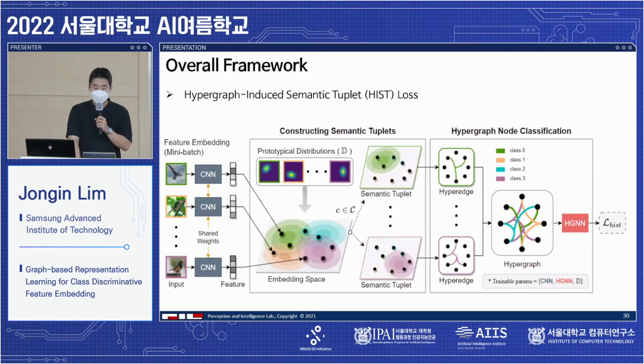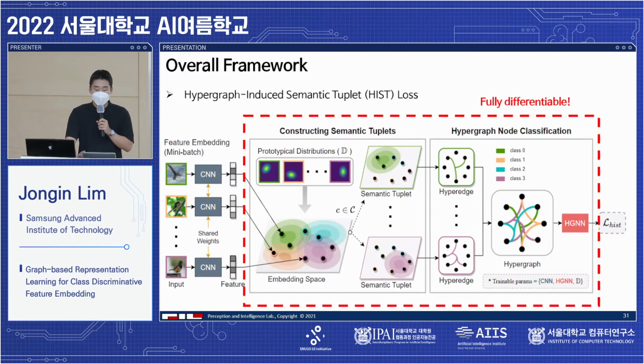Now, I'm going to briefly overview our HIST loss and summarize the main points. Given a mini batch, the features are embedded through the CNN model. We then construct a semantic tuplet for each class based on their distributions in the embedding space. Then, we form a hypergraph where each hyperedge stands for a semantic tuplet. In this hypergraph, our HIST loss is defined as a node classification loss employing the hypergraph neural network. The overall pipelines for computing the HIST loss are fully differentiable, and the whole parameters are jointly trained in an end-to-end manner.